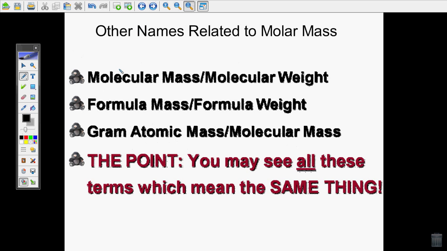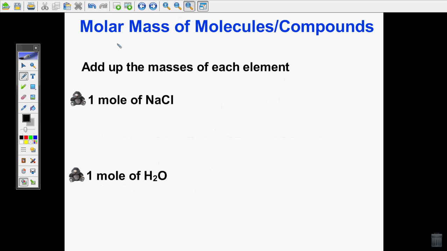Other names, sometimes it's called molecular mass, molecular weight, formula mass, formula weight. It's all the same. It's all molar mass. They all mean the same thing. So don't freak out. Okay, so how do we calculate molar mass? Well, you just add up the mass of each element in your molecule.